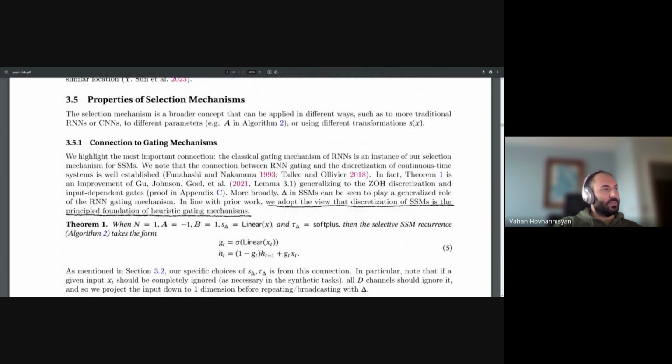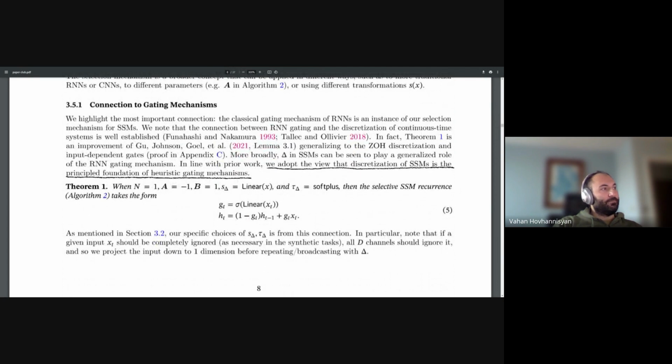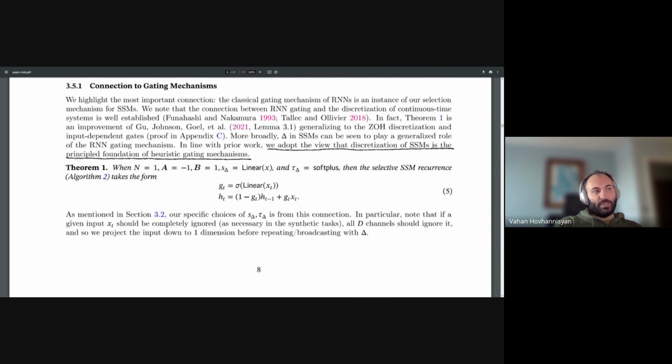Properties of selection mechanisms. So here they motivate the connections of this selection mechanism to gating. I mentioned this before. Basically, gating means you allow the model to skip a certain input, which is the same thing here. There is a theorem that shows that for certain values of parameters, the selective SSM recurrence takes the form of a gated RNN. This is the case, a gated RNN, right? We have this G or 1 minus G, and then we have this nonlinearity with a linear layer. Let's see, this is a gate. Okay.